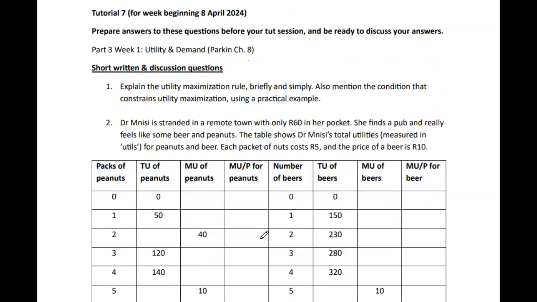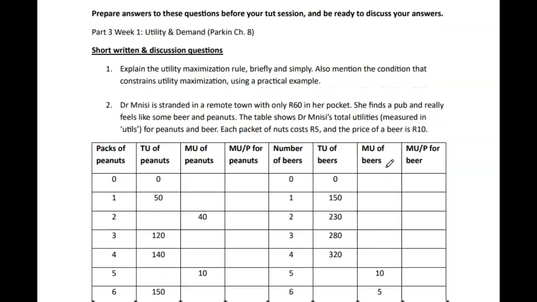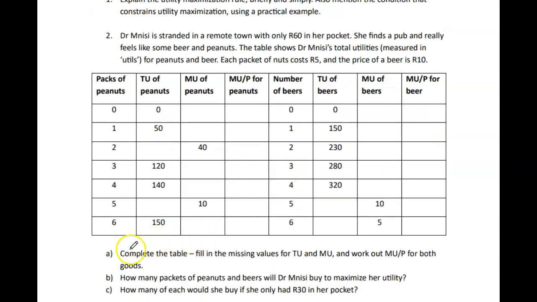So the second one: you're stranded in a remote town with only 60 Rand in your pocket. She finds a pub and really feels like some beer and peanuts. It tells you over here the peanut cost is 5 Rand and the beer is 10 Rand. But right now we don't need that information. We just need to complete this table. So to complete this table, the first thing we need to do is this column over here.